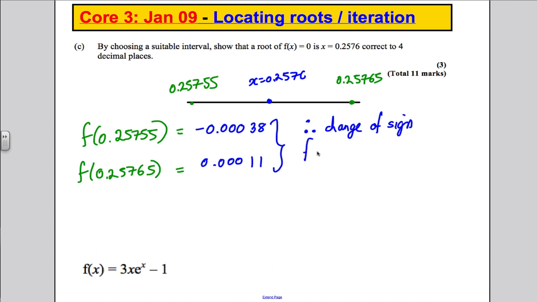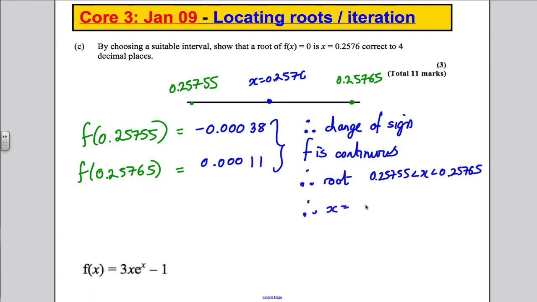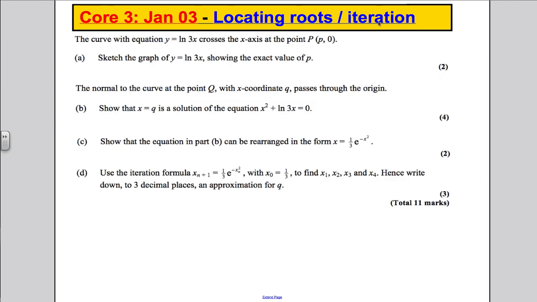You know that f is continuous, therefore there is a root between 0.25755 and 0.25765, and in particular therefore x equals 0.2576 is correct to 4 decimal places, and you're done. Next question, pause the video, have a go.